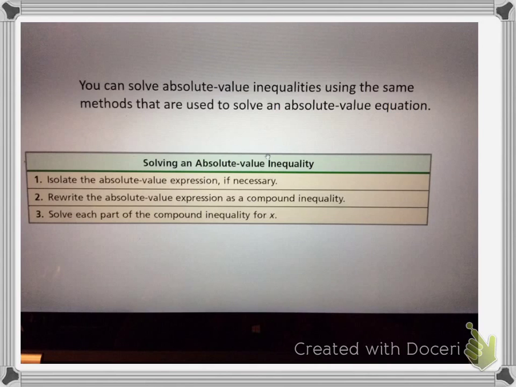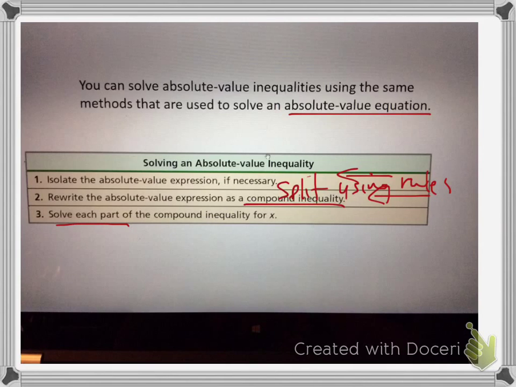We use the same methods for our inequalities that we used when we were doing our absolute value equations. Remember, the first thing we did was to isolate the absolute value expression if necessary. Remember, it's not always necessary. Then we rewrite it using the compound inequality. Remember, this is where we do our split, using our rules. And then we proceed to solve each one of those inequalities.